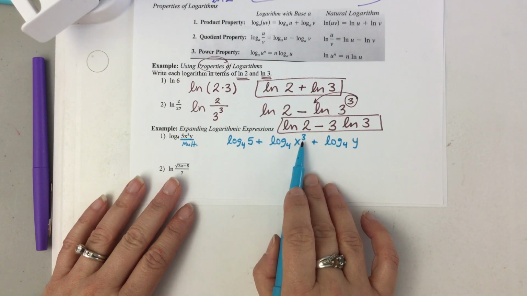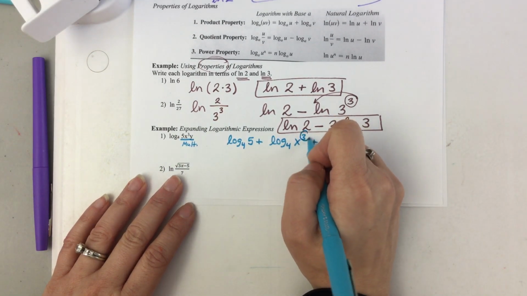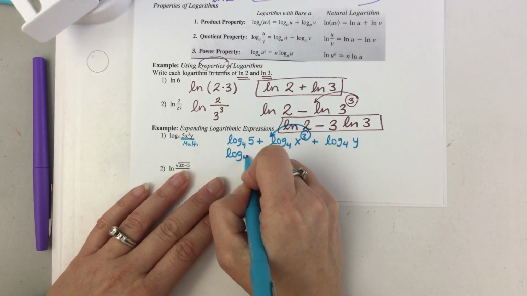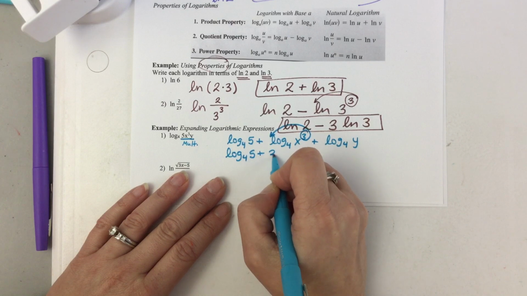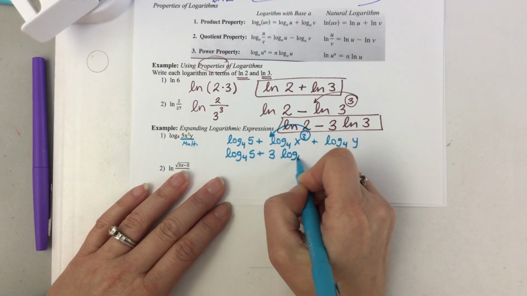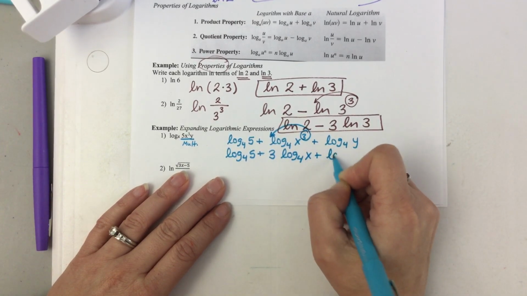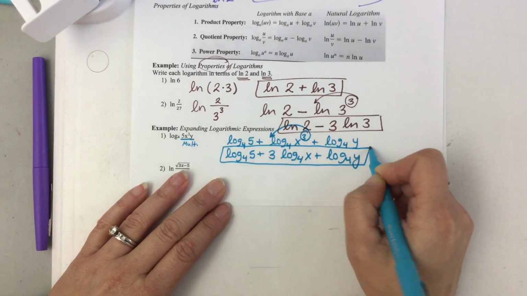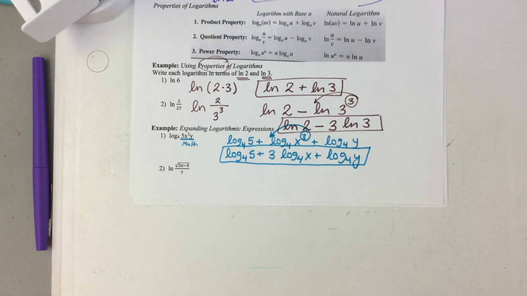The only thing is that this is an exponent. This exponent has to go out front. So I have log base 4 of 5 plus the 3 comes out front, log base 4 of x plus log base 4 of y. This is expanding it, using the properties, expanding it as much as you possibly can.